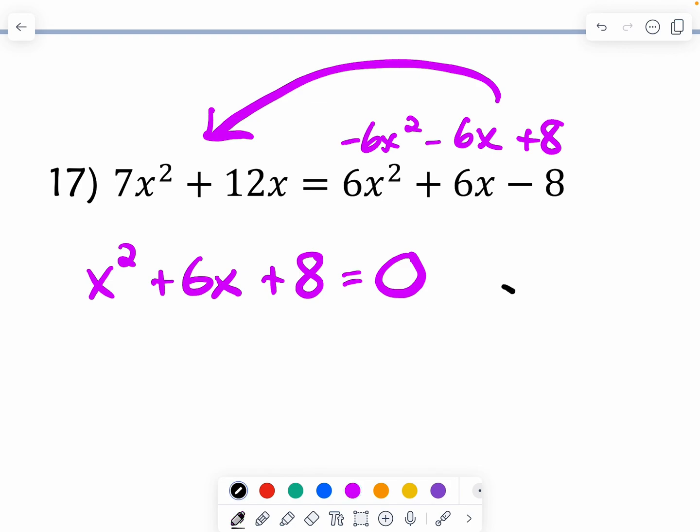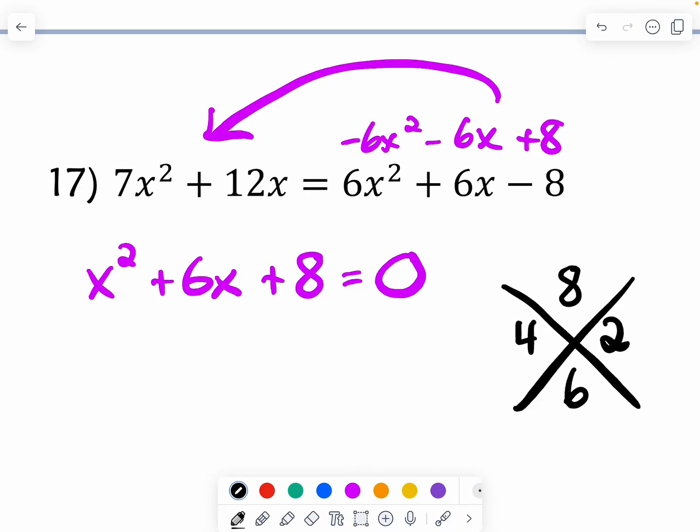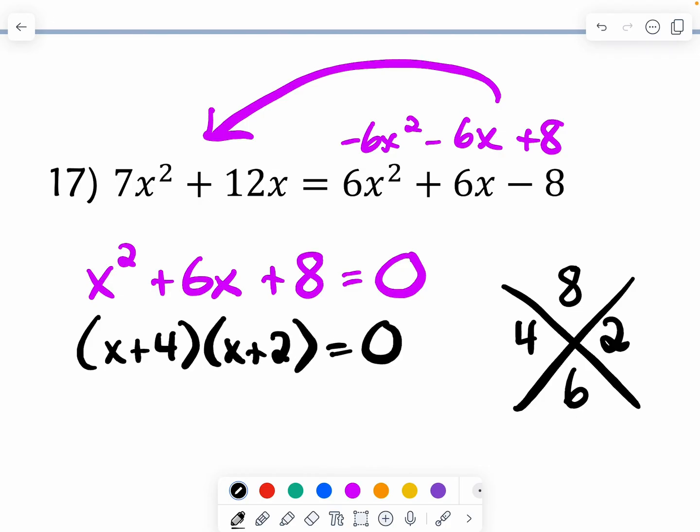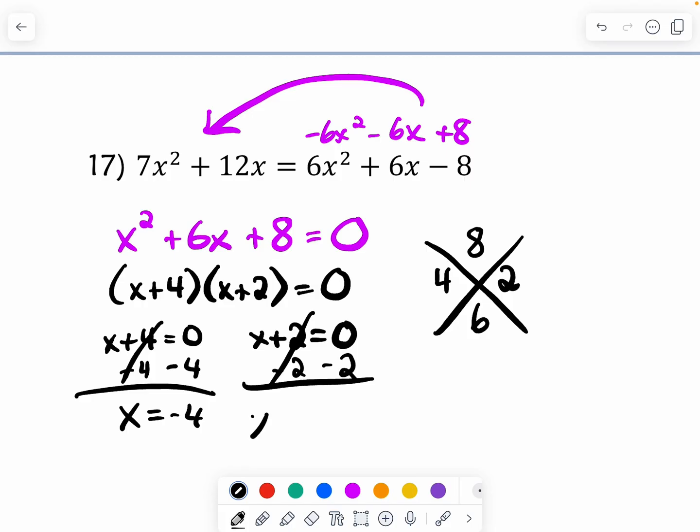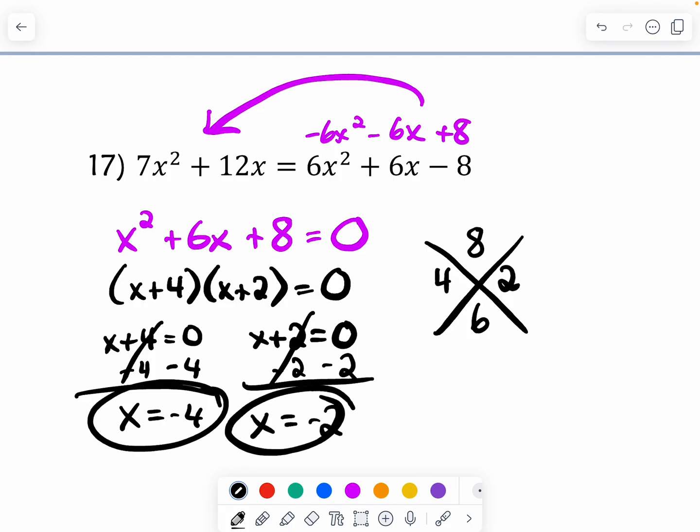So now it looks very similar to a diamond problem. What multiplies to 8 and adds to 6? It's 4 and 2. So I could write x plus 4, x plus 2. And then, just like the ones on the prior page, set them both equal to 0 when it asks you to solve, and do the opposites. So there's my two answers, -2 and -4.